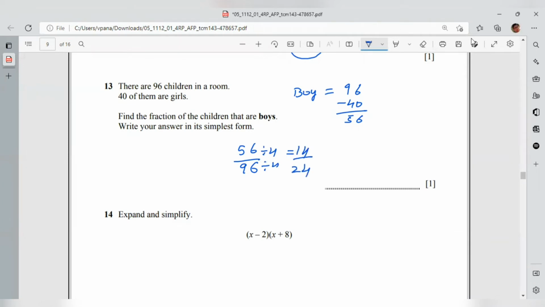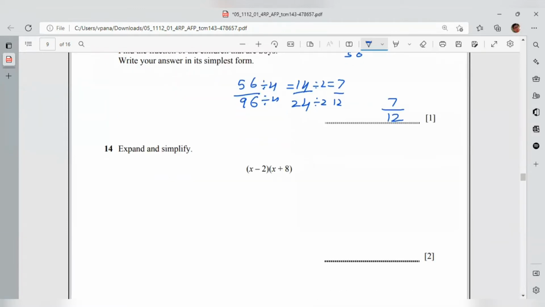Now 14 and 24 both are divisible by 2. So if I divide by 2, I am getting this as 7. If I divide by 2, I am getting this as 12. So further, it is not possible. 7 is a prime number. So the answer in the simplest form is 7 upon 12. Got it? Now expand and simplify. Question number 14, expand and simplify. So here what you can do is by each term of the first bracket, we multiply the bracket.